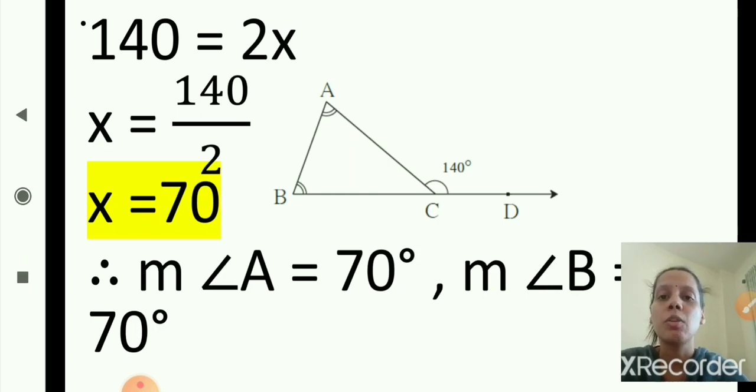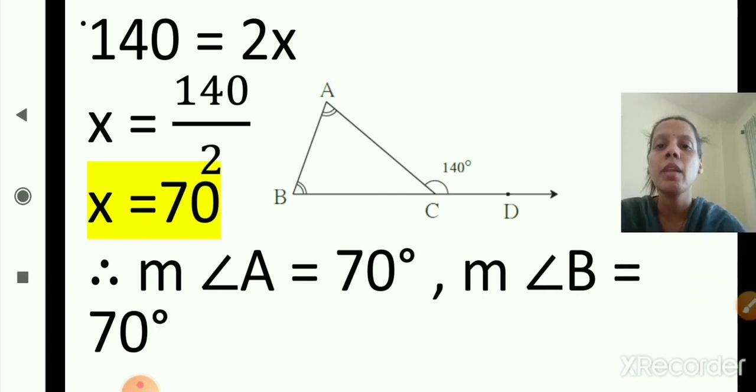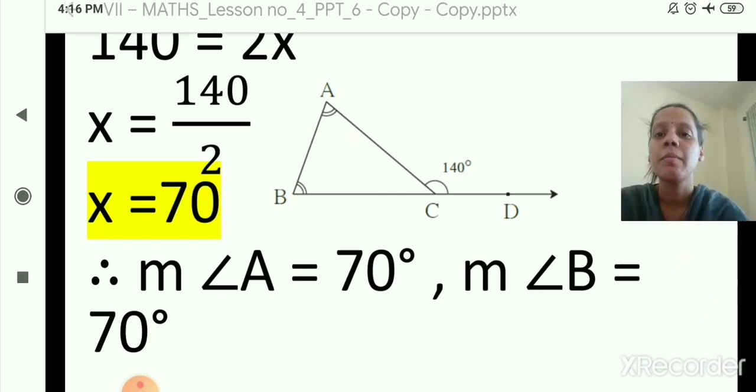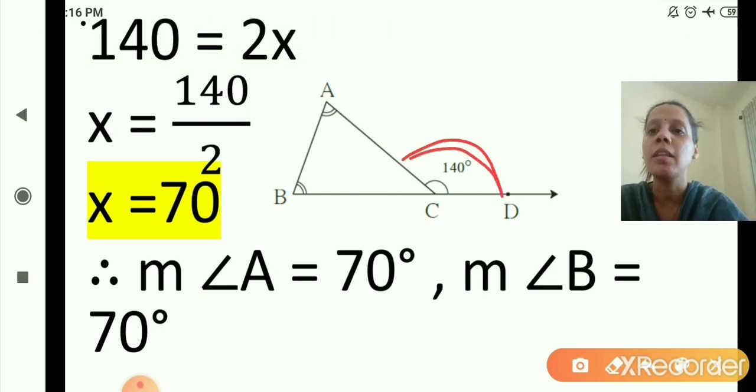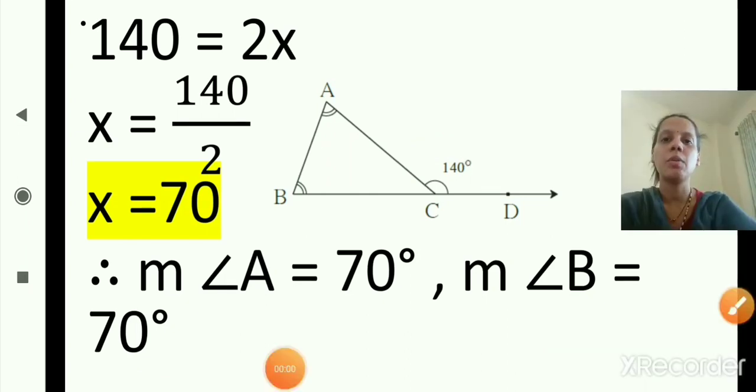Okay. So these are the measures. As you can see here, this is 140 degree and this is 70 degree and this is 70 degree. So measure of angle A plus measure of angle B is equal to measure of angle ACD, that is 70 degree plus 70 degree is equal to 140 degree. Okay. So here we have completed question number 1 from practice set 21. Now we will just quickly revise what we have learned today.